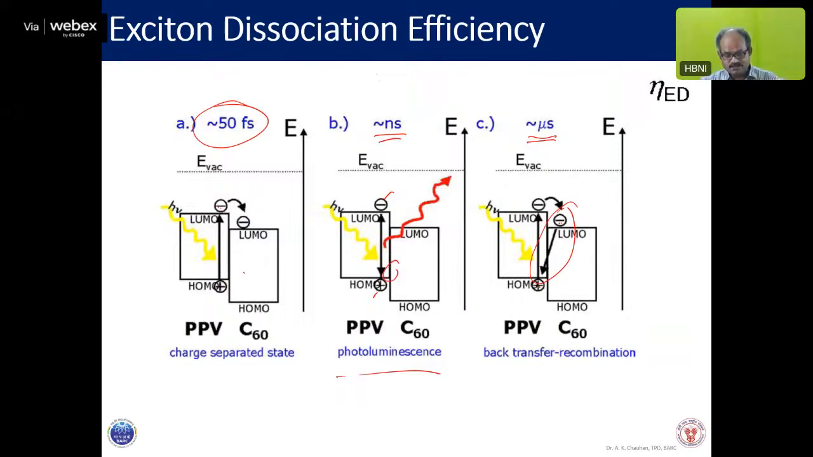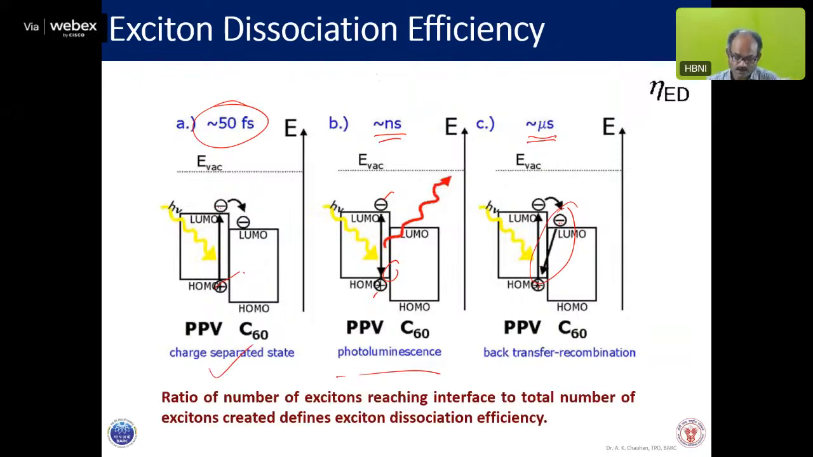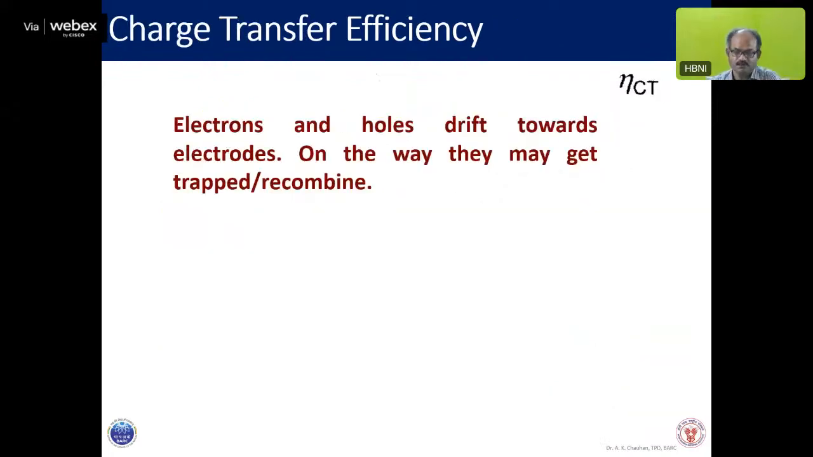So if it reaches the boundary somehow, it is very highly probable that the exciton will get dissociated. Still, it can recombine, but the time scale is very high, so it favors this. The ratio of the number of excitons reaching the interface to the total number of excitons created defines exciton dissociation efficiency. This is just to explain.